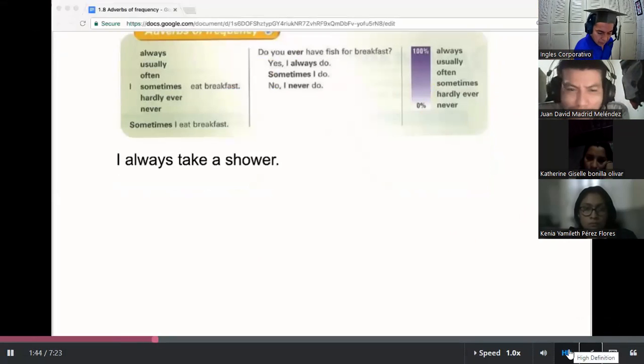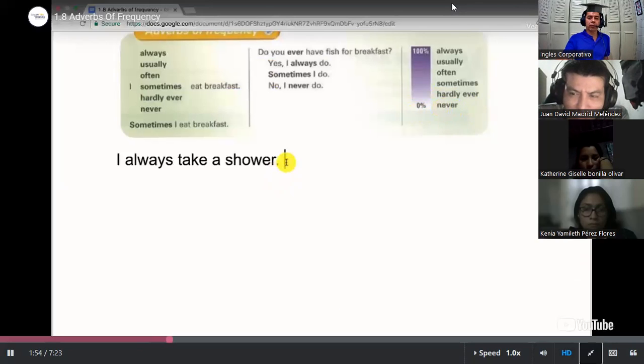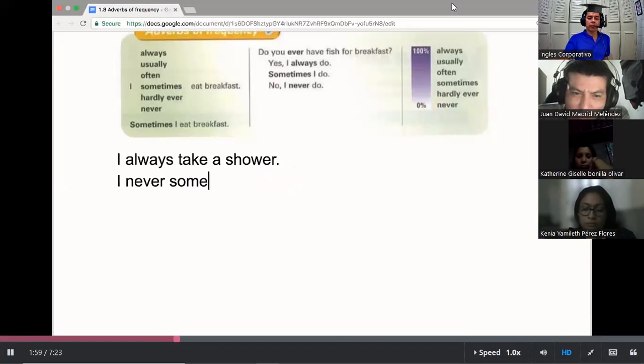If you would like to express that you never smoke cigarettes, this means 0% of the time. You can use adverbs of frequency for that. For example, I never smoke cigarettes. This means 0% of the time.